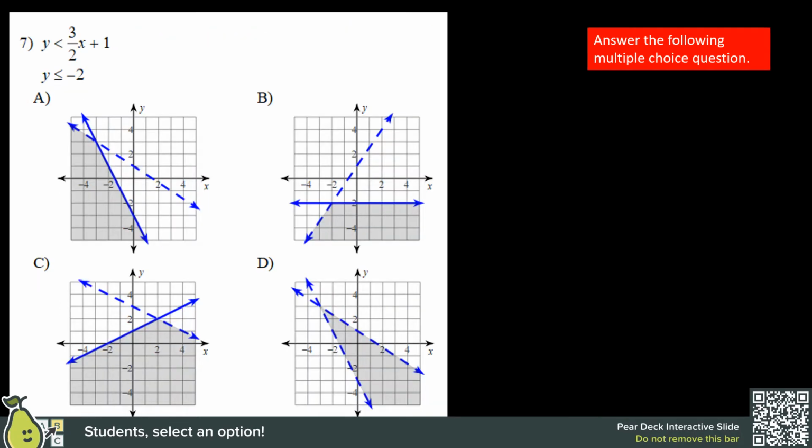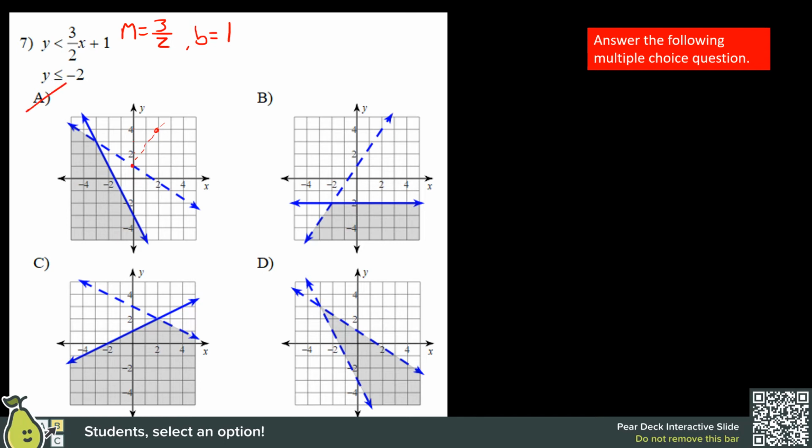Okay, same situation. This time we've got a slightly different scenario. We've got m equals 3/2, and our y-intercept is 1. So when I come to 1, let's check these lines. I'm going to come up to 1. So we're here, and then 3/2. So I would need to rise 3, over 2. So this is where our line should be, but it's not there.